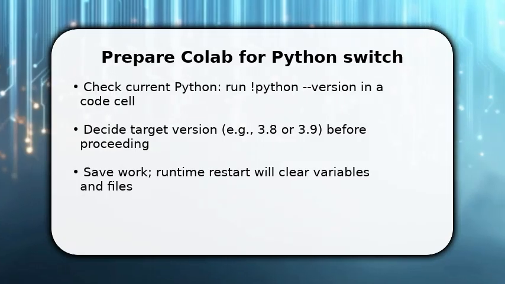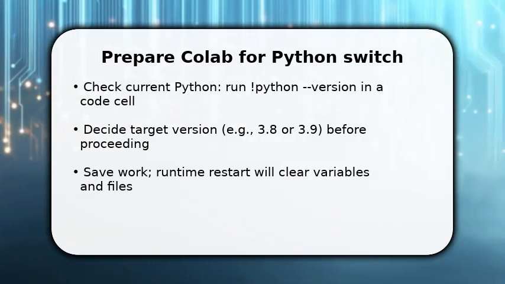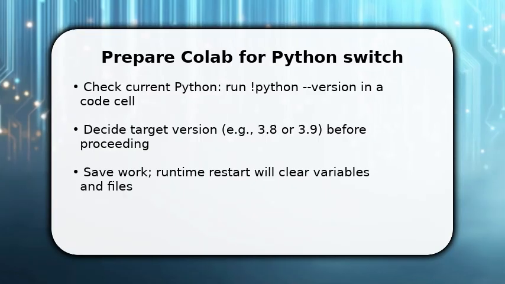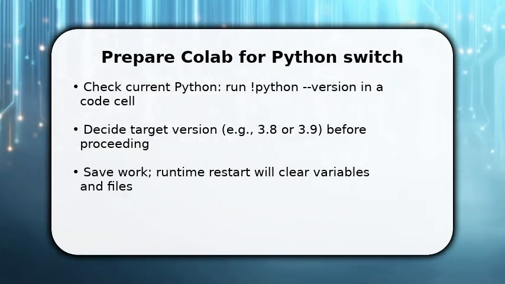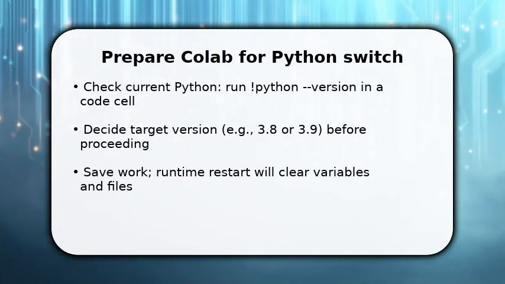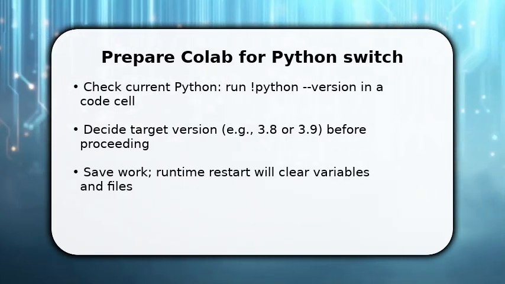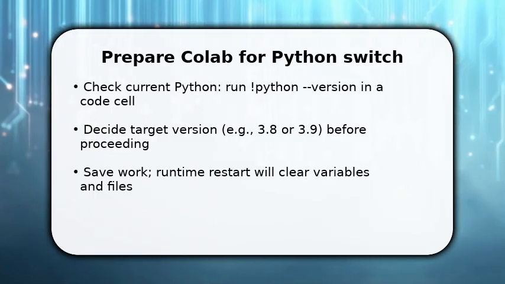Enjoy the video. You start by verifying the environment so you know what you're about to change. Run Python version in a cell and note the output. Once done, pick the exact Python release you want, for example 3.8 versus 3.9, because package compatibility depends on it.